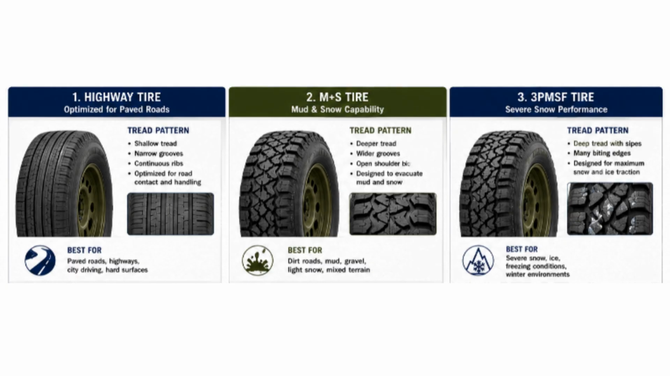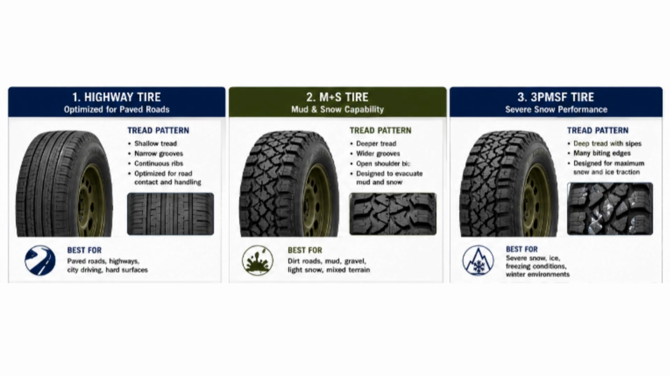This image compares 3 tyre categories: a standard highway tyre, an M+S tyre, and a 3PMSF tyre. The highway tyre is designed mainly for paved roads. Its shallower grooves and continuous ribs provide quieter operation, lower rolling resistance, and longer tread life on hard surfaces. The M+S tyre is intended for mud and light snow. It uses deeper grooves, wider tread openings, and larger tread blocks to improve traction and help clear loose material such as mud, gravel, and snow.